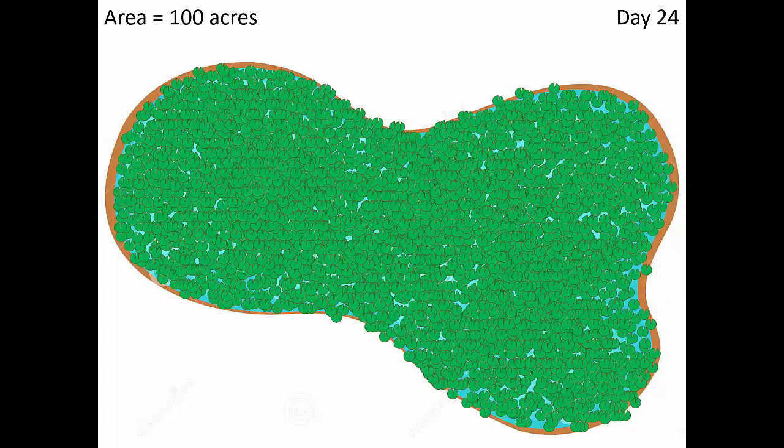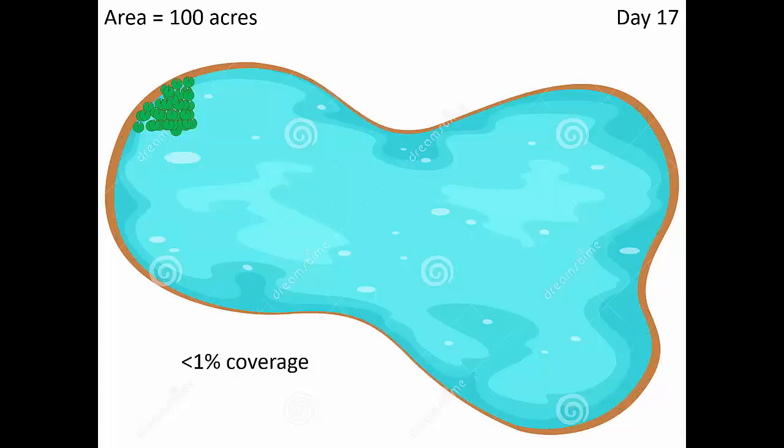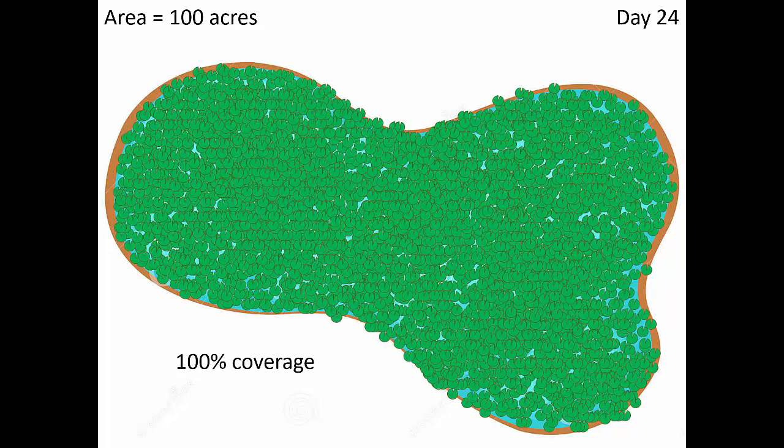Instead of increasing at the same rate every day, as you have more lily pads, it increases at a faster and faster rate. Consider that on day 17, we actually had less than 1% of the lake being covered. It took almost 3 weeks of growth before we barely had 1% of the lake being covered. And yet 7 days later, 1 week later, the entire lake was covered.